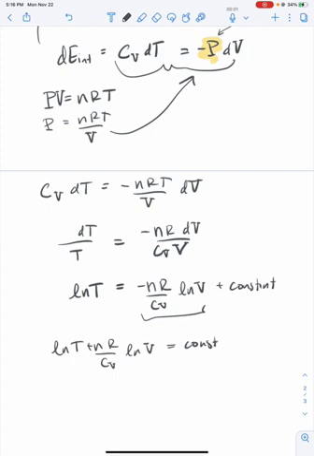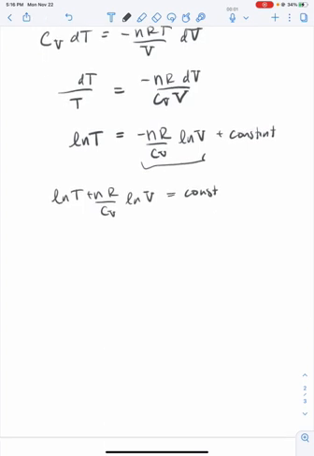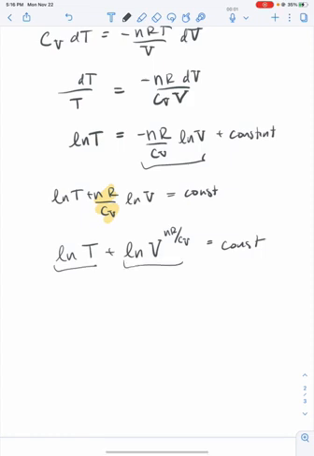And now I'd like to be able to manipulate this equation so that I can put these two logs together. So to do that, I'm going to notice that I can move this term into an exponent, all right, where then I will have just two logs to add together. So I'm going to do that. And then now I can combine these two logs, right? So I get that log T V to the nR over CV is constant, right?